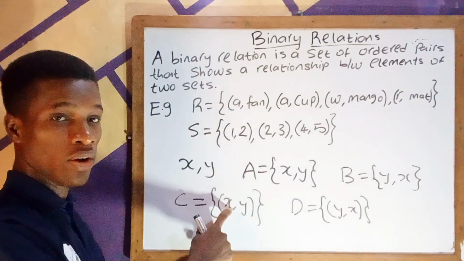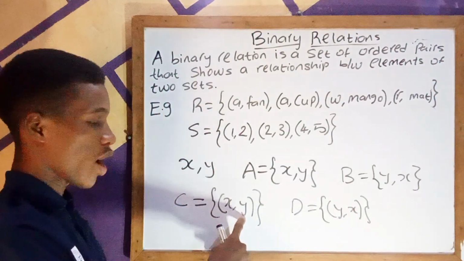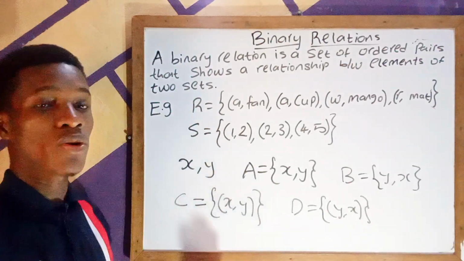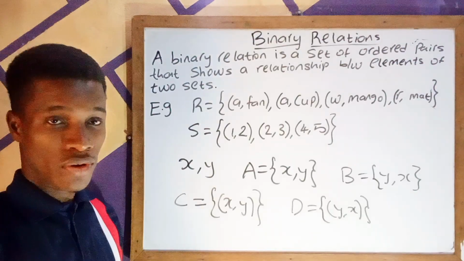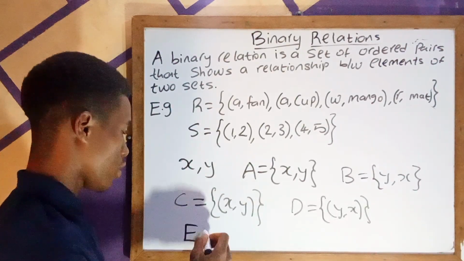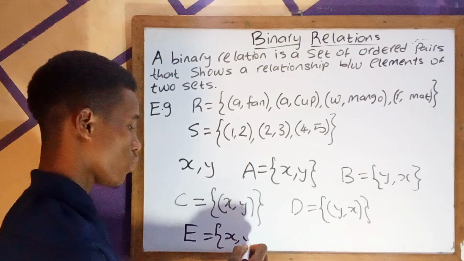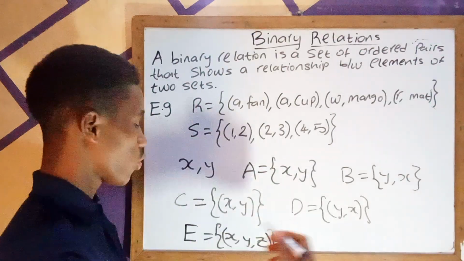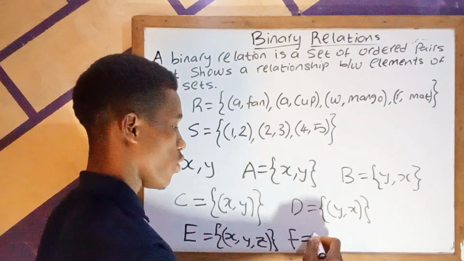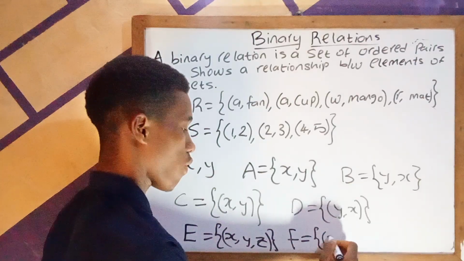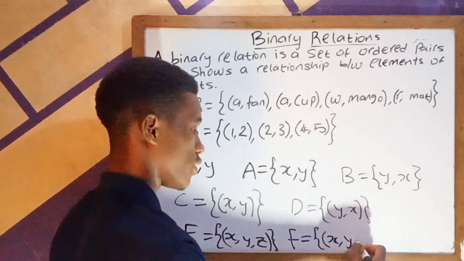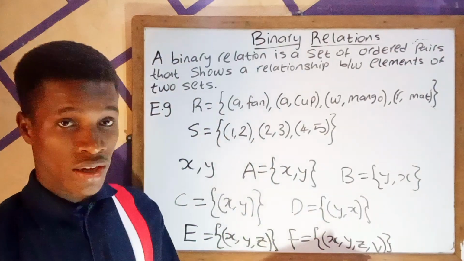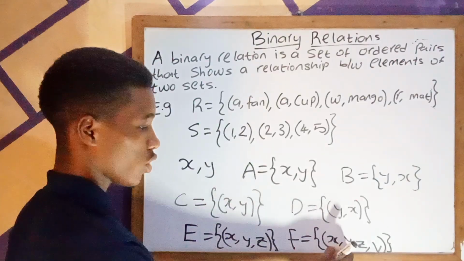The first element of this ordered pair is called the first coordinate, while Y, the second element, is called the second coordinate. So this is an ordered pair. We can even proceed further to have an ordered triple. For example, if you have another set E, which we denote as (X, Y, Z), this can form an ordered triple. We can also proceed further to define set F, which we call an ordered quadruple, (X, Y, Z, V). That means the order of arrangement matters. This is the first coordinate, second coordinate, third coordinate, fourth coordinate.